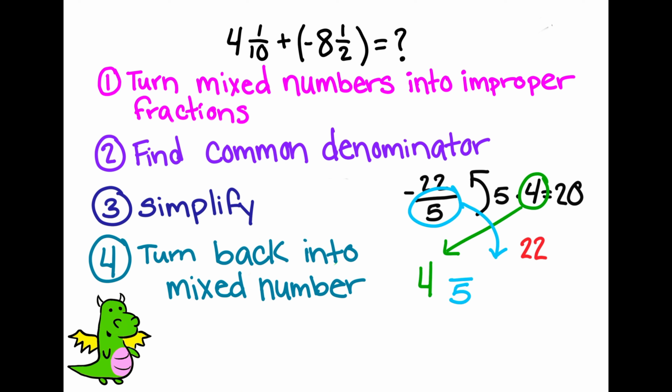Then you subtract 22 minus 20 equals 2. So once you take 4 wholes out, only 2/5 are left over. Do not forget we are working with a negative fraction, so our answer should have a negative sign. -4 2/5.